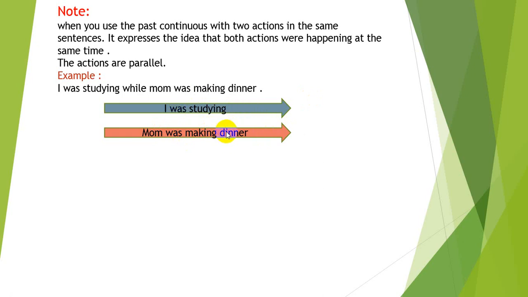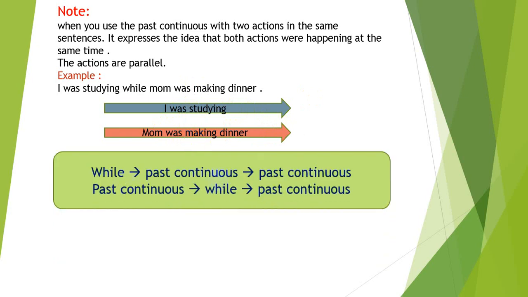Okay? So that's another use for the past continuous where I use the past continuous in the two actions in the sentence. And in this case, I do use while. So it's like this. While, past continuous, or past continuous, while, past continuous. Let us say some examples together.